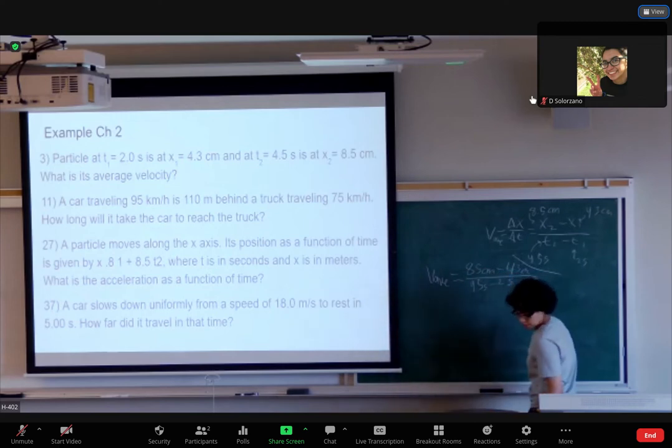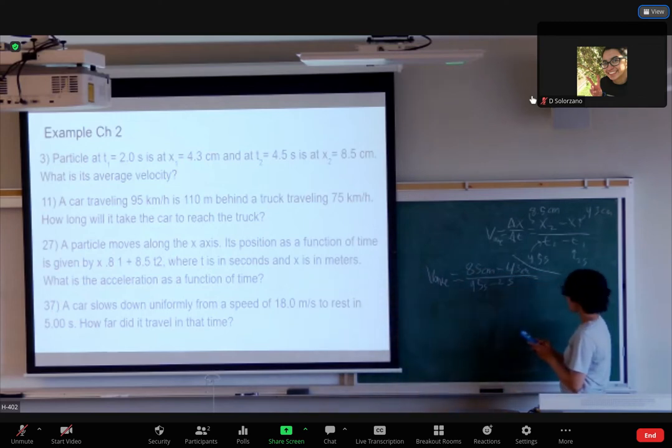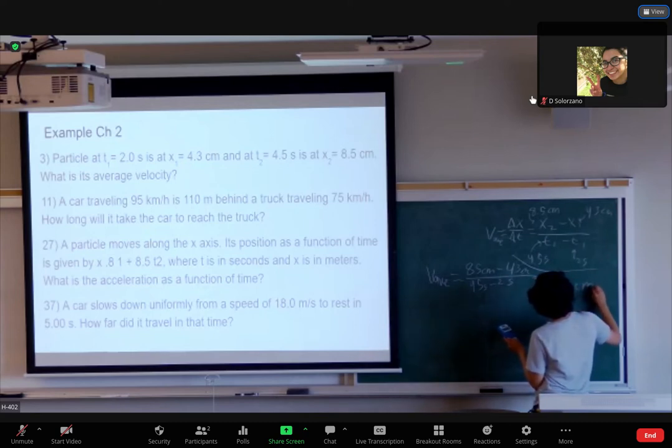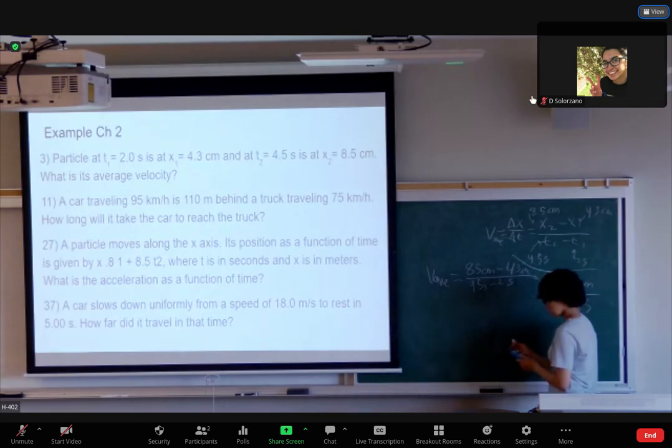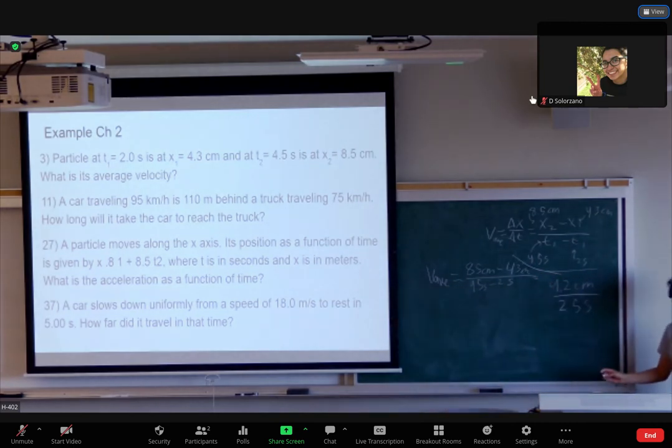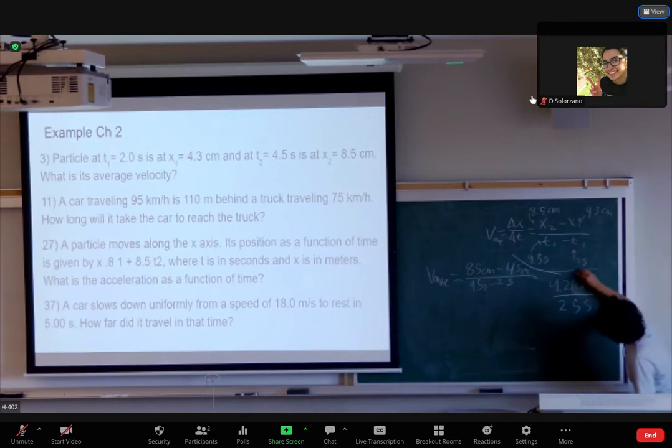I'm going to plug that into my calculator because I don't trust my brain in fast math. This is going to be 4.2 centimeters over 2.5 seconds. Great, that's your velocity, but something doesn't look right. Do you guys see it? It's the C. C right here.